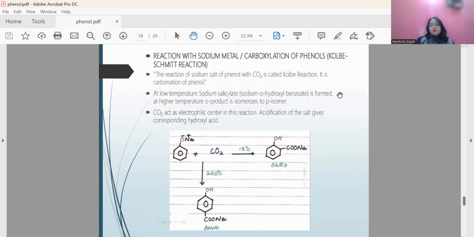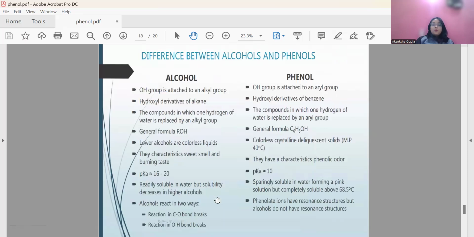When we come to some specific reactions of phenol, the first one is the Kolbe-Schmitt reaction. It is basically a carboxylation reaction. Here we react sodium phenoxide with CO2 at 15 degrees centigrade and get the ortho sodium carboxylate product, and at 240 degrees centigrade we get the para substituent of this Kolbe reaction.